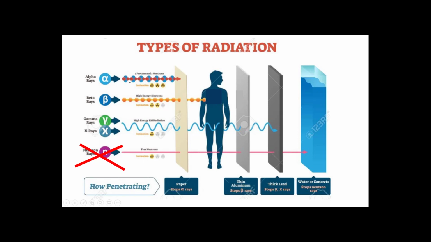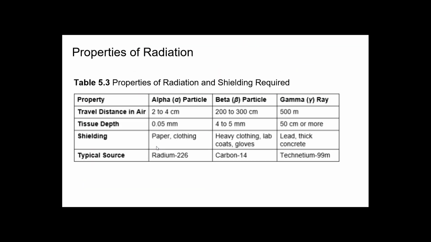I found this online. This is just kind of a visual. I'm a very visual person, so I like things like this. It shows you the alpha particles, and it shows you paper will stop these, aluminum will stop beta rays, thick lead will stop gamma rays and X-rays. Neutron rays, we're not going to discuss that. So that's why my X. But this is just more of a visual, so you can kind of see what I'm talking about, more than just that picture.